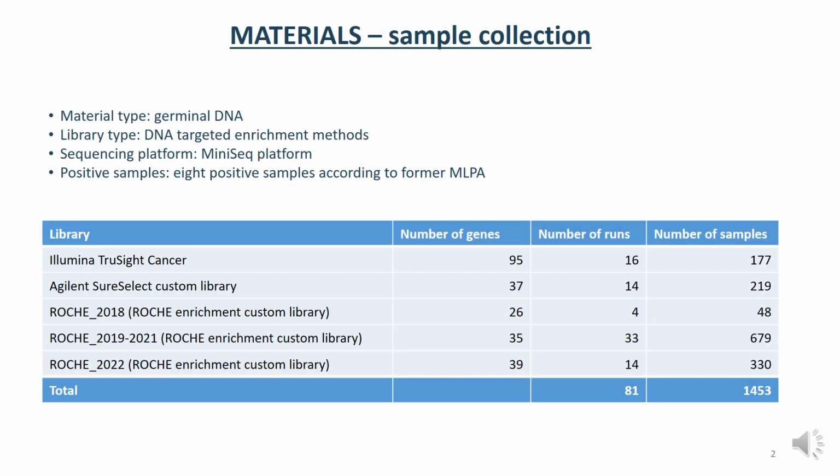We collected about 1,500 samples. All the samples were from germline DNA. We prepared libraries using targeted enrichment methods and performed sequencing using MiniSeq. Among our samples, there were 8 CNV positive cases according to former MLPA analysis. The aim of our study was to detect CNVs in our sample cohort using NGS and bioinformatic methods.